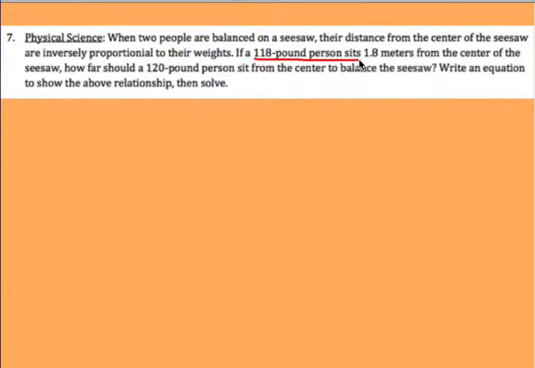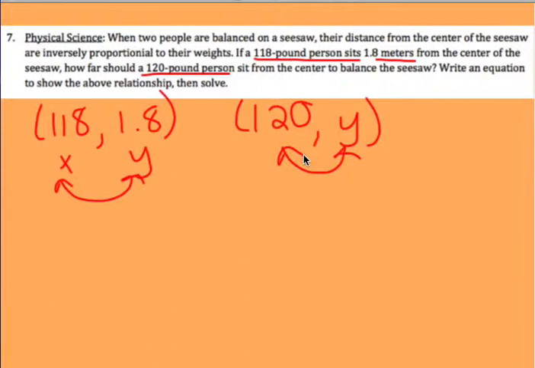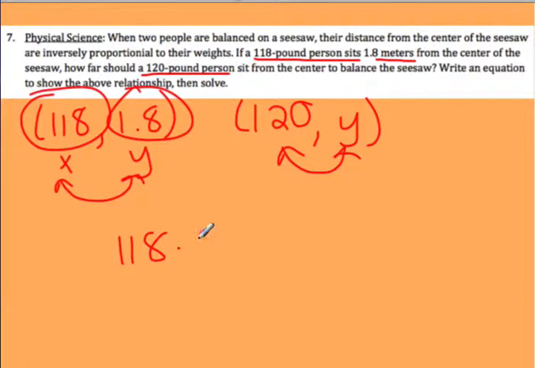So a 118-pound person sits 1.8 meters away. So I'm just going to write that in a parenthesis. 108-pound person, 1.8 feet away. That's going to be my x to my y. Now we know these are varying inversely. Keep that in mind. How far should a 120-pound person sit from the center to balance the seesaw? So these two are also going to be inversely related. So what I'm going to do is I'm going to take my x times my y on this side and set it equal to my x times my y of the other one.